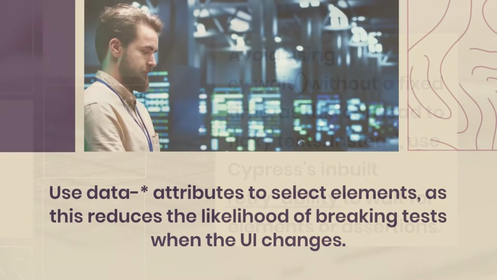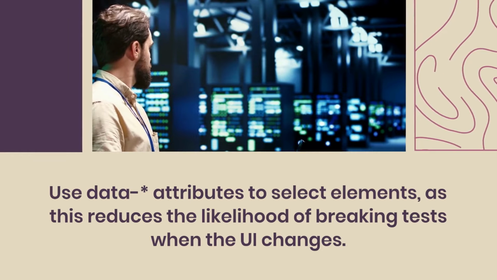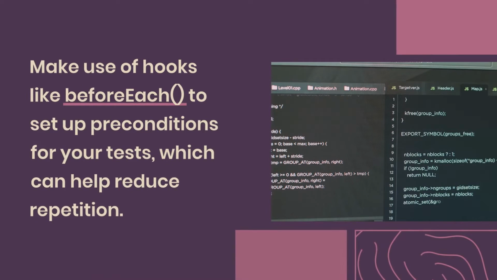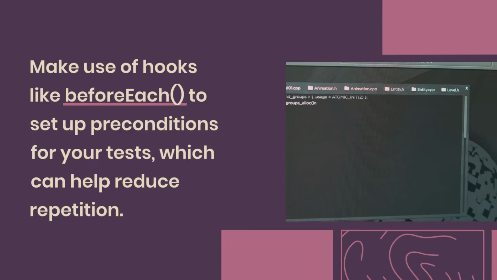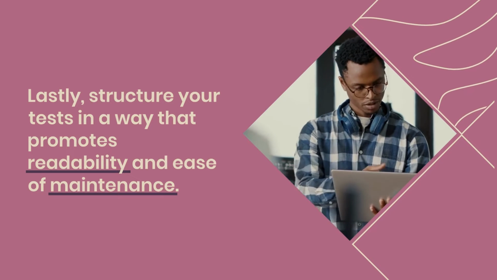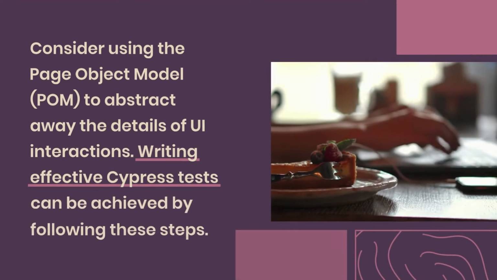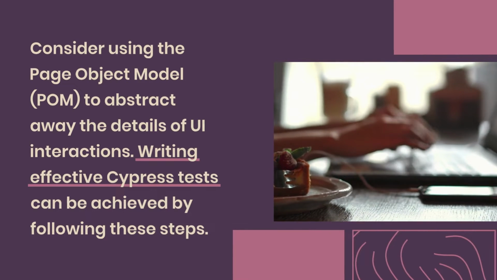Use data-* attributes to select elements, as this reduces the likelihood of breaking tests when the UI changes. Make use of hooks like beforeEach to set up preconditions for your tests, which can help reduce repetition. Lastly, structure your tests in a way that promotes readability and ease of maintenance. For instance, consider using the page object model, POM, to abstract away the details of UI interactions.